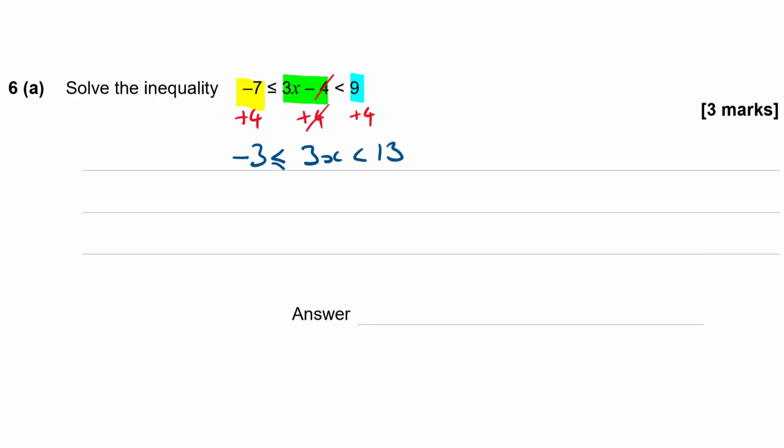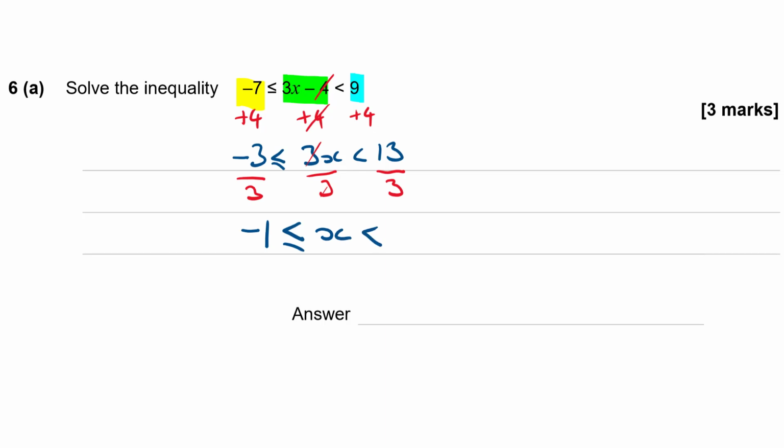Okay, so we're almost there now, but I've got 3x in the middle. If I divide it by 3, those cancel out and just leave me with x. But if I divide the middle bit by 3, I've got to divide the right hand side by 3 and the left hand side by 3. So minus 3 divided by 3 is just minus 1, and that's less than 3x divided by 3. The 3 is going to cancel, leaving me with the x.